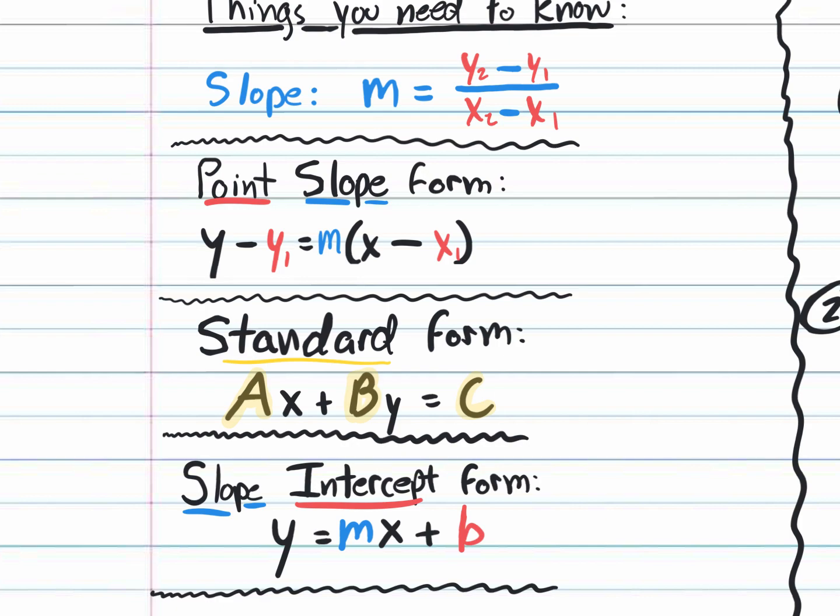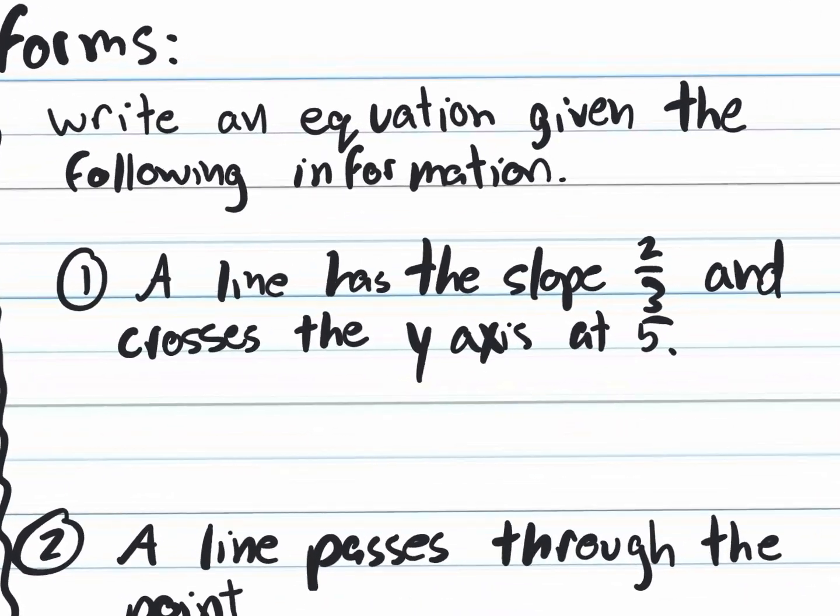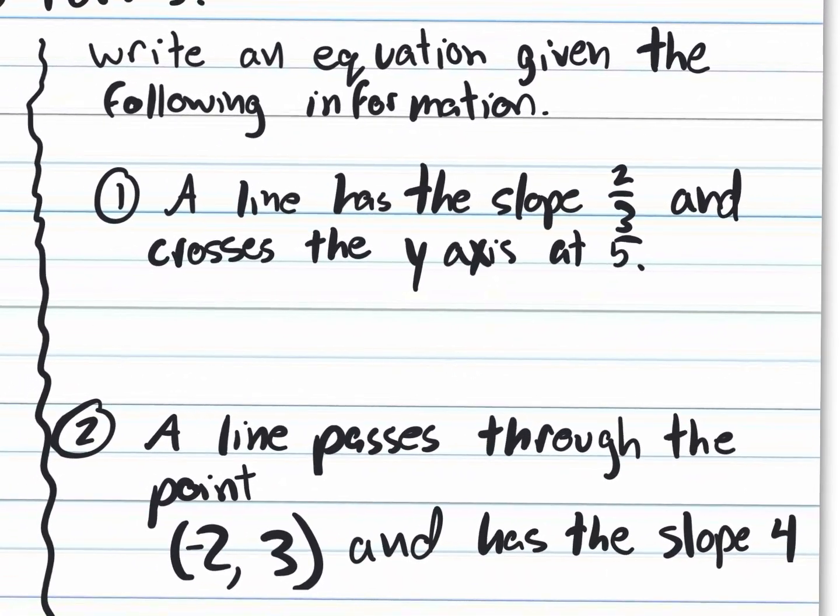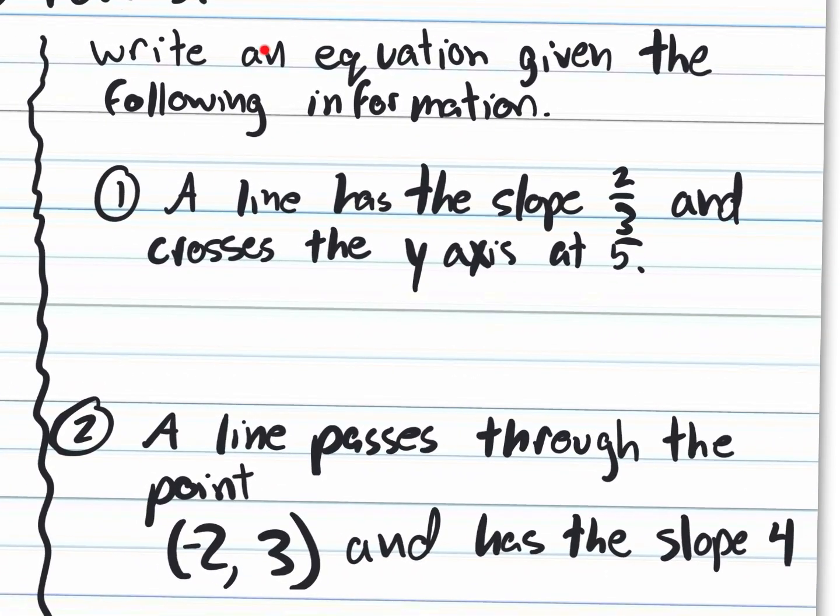So what if I asked you to write an equation given the following information? Let's say the first problem says a line has a slope 2/3 and crosses the y-axis at 5. So here we go. Hopefully you guys wrote it down. If we look at this, number one, what do they give us? They want us to write an equation, but what do they give us? The slope and where it crosses the y-axis.